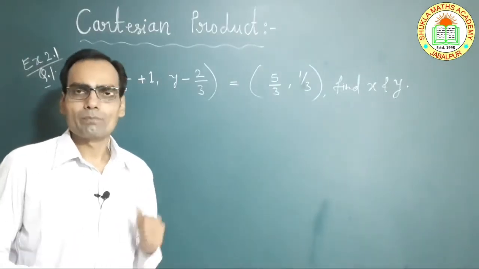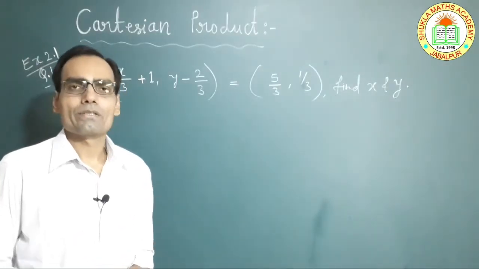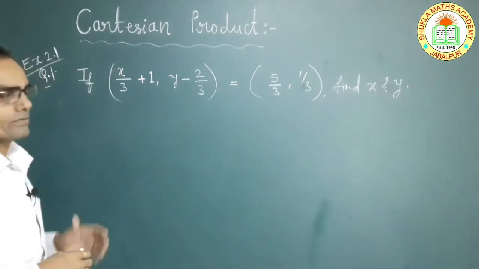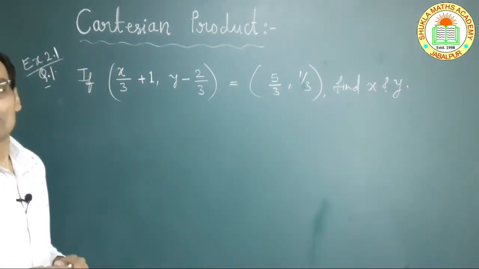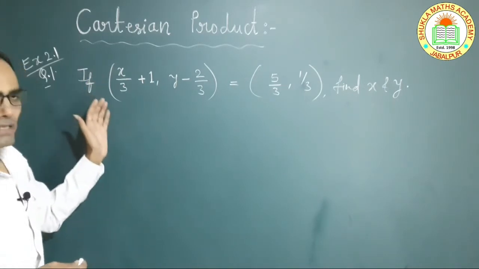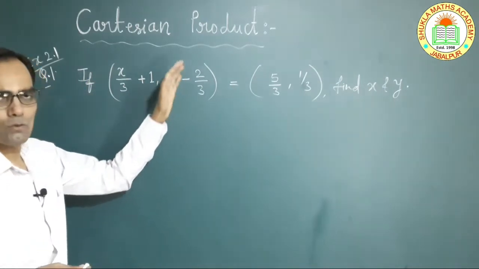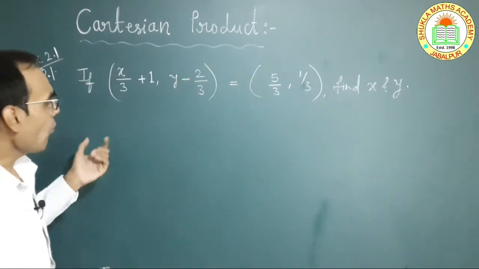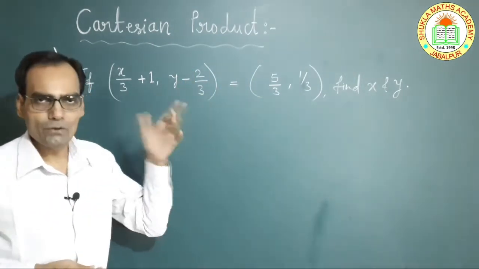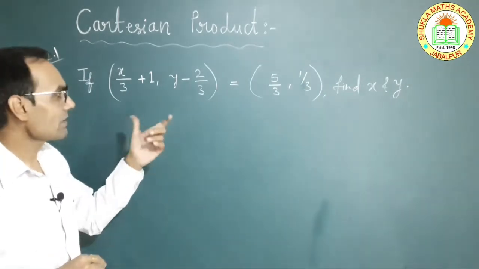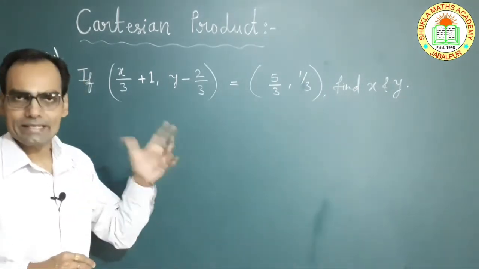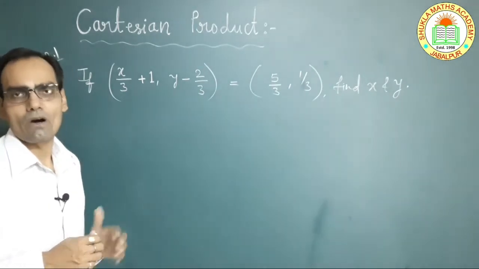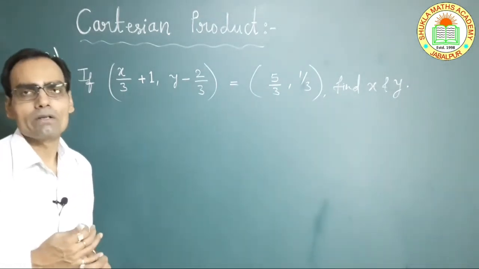After that we will take some problems based on the Cartesian product and also ordered pairs, right? So now see that question number 1 of Exercise 2.1 is: if (x/3 + 1, y - 2/3) = (5/3, 1/3). So we are given two equal ordered pairs in terms of variables and we have to find the values of x and y. In this problem we must use the property of equality of two ordered pairs.